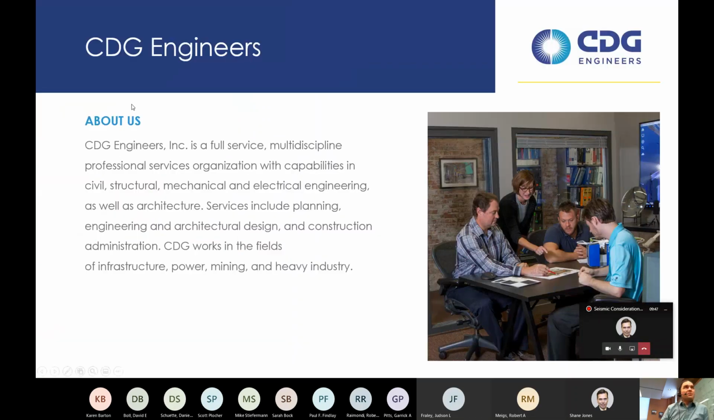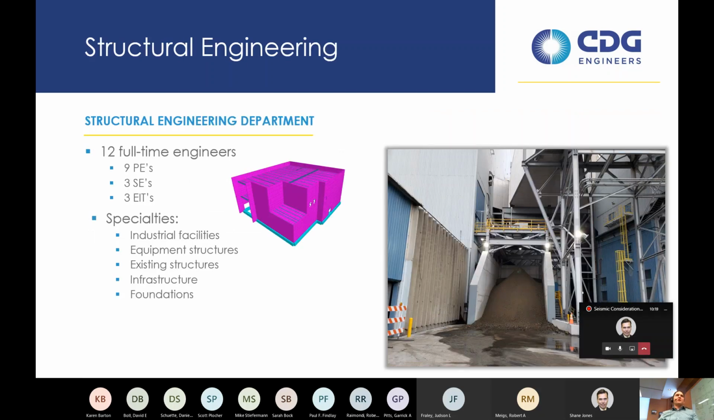Okay, real briefly, CDG engineers, for those of you who aren't familiar with us, we're a full service, multidiscipline engineering firm with services in civil, structural, mechanical, electrical, as well as architecture. And we work in the market segments of infrastructure, power, mining, and heavy industrial. The structural engineering department within CDG, we have 12 full-time engineers, 9 of which are PEs, 3 of which are SEs, and then 3 EITs.